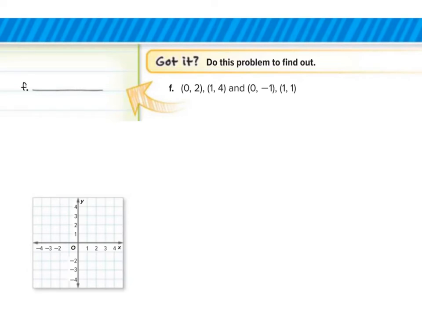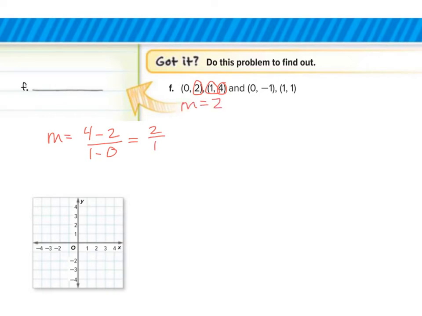So the first step, we've got points (0, 2) and (1, 4), and then (0, -1) and (1, 1). We have to first put those into slope-intercept form by solving for the slope and y-intercept. For the first equation, I'm going to use red, and I'm going to take m equals y2, which is 4, minus y1, which is 2, over x2 minus x1. So 4 minus 2 is 2, 1 minus 0 is 1. So the first slope is 2.